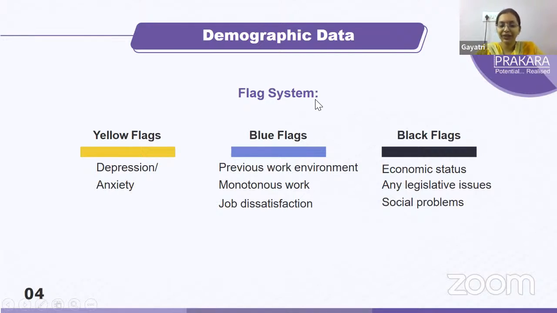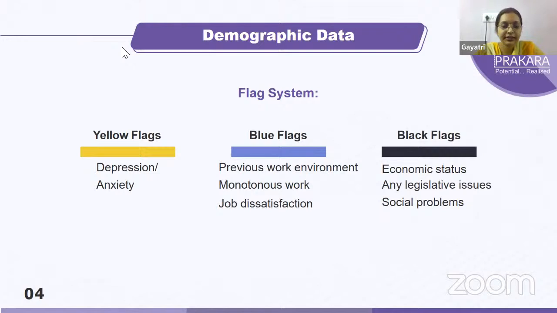When I say black flags, the economic status and the financial status are what we'll have to consider. The economic status of the patient, any legislative issues, any land issues, any financial crunches, any social problems, wherever he is living or working, and any legal issues, all of those also have to be considered because they play a very important part in rehabilitation.